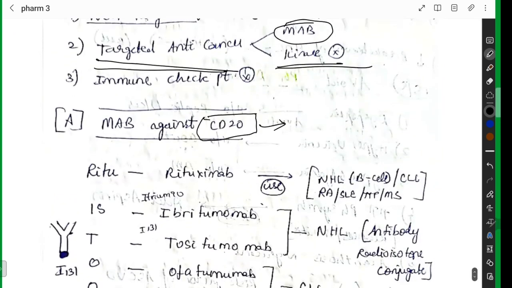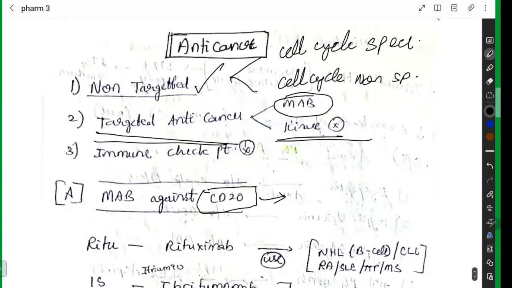Can you recall and tell me what is the drug which we saw while we were discussing? I was telling you, right, the drug that acts against CD20. I told you this specifically. Can you recall and tell me where I told you the anti-CD20 drug?